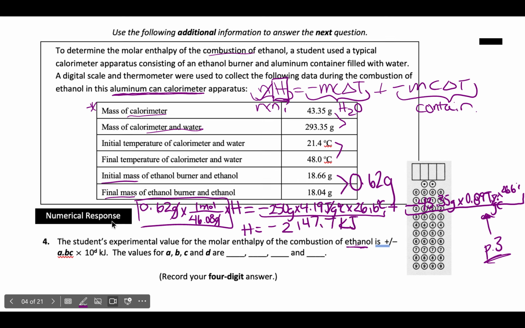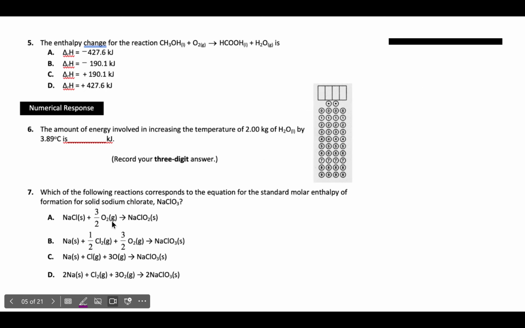kilojoules. Now, a lot of the times you will see this format for answering questions where you'll need to turn it into scientific notation. So I'll have 2.15 times 10 to the power of 3, and then fill it into the boxes. So the 2 would be your A, the 1 would be your B, 5 would be your C, and your exponent would be your D. So this would be 2, 1, 5, 3 when we're filling it in this format.